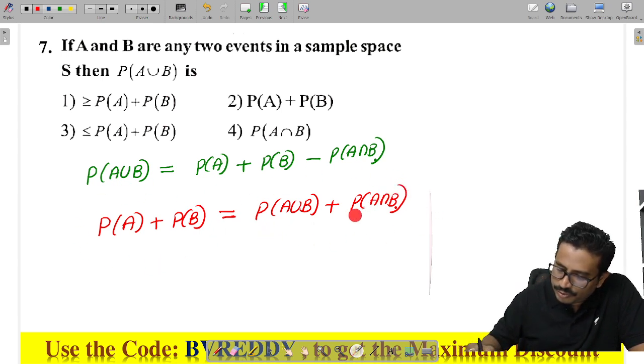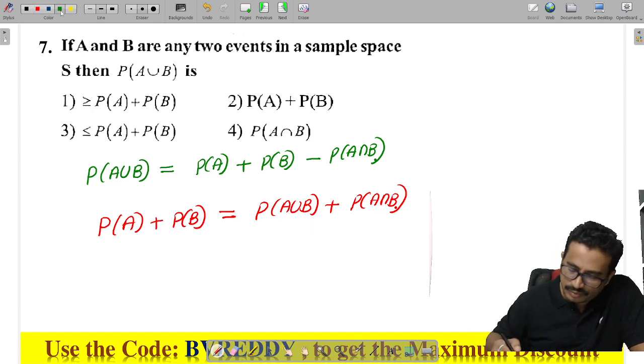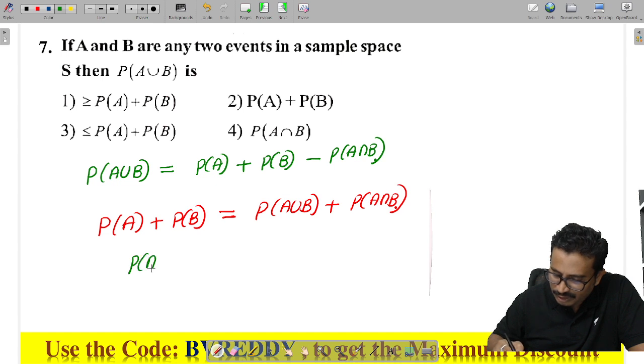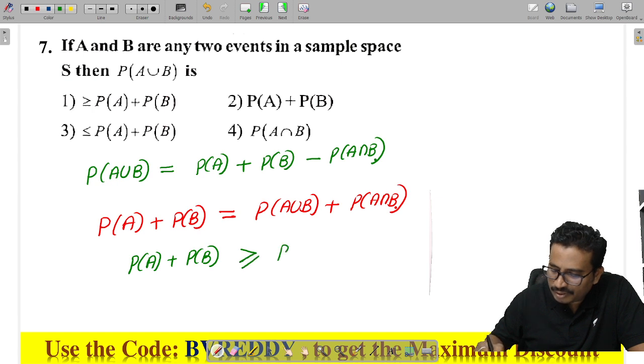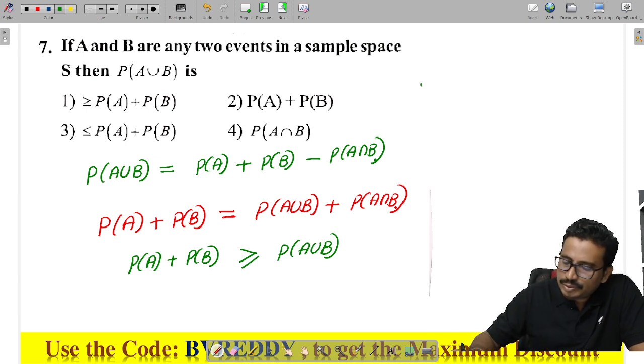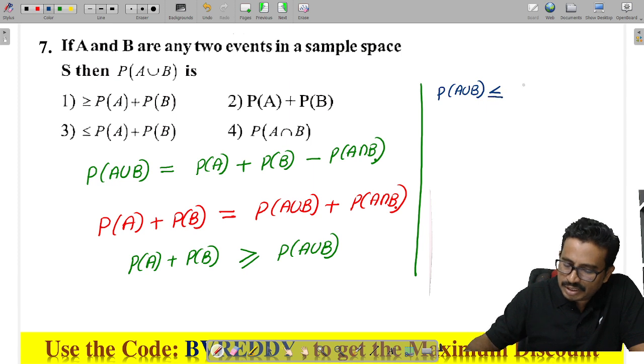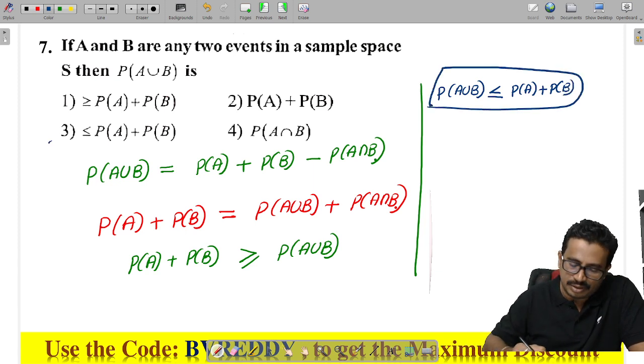Understood? Now if I remove this term here, then this value will be more compared to this. Means P of A plus P of B is greater than or equal to P of A union B. So finally I can conclude that P of A union B is less than or equal to P of A plus P of B. So see the option, third one.